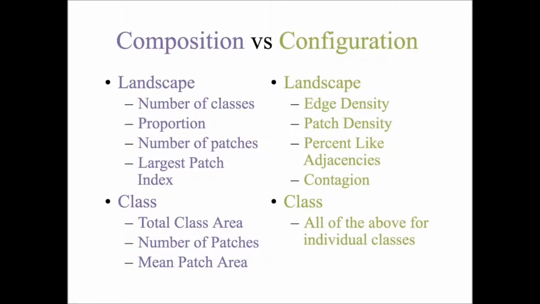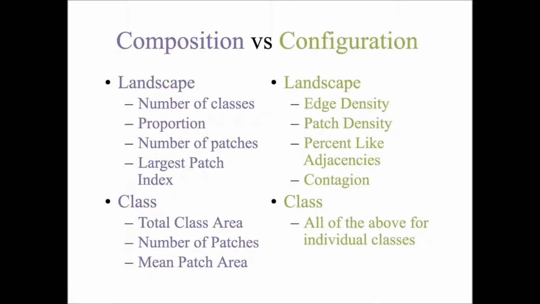So we have metrics that can quantify the composition of the landscape, or the variety of elements or classes in that landscape and how much of each of them is there. And so landscape metrics for composition include the number of classes present, the proportion that each class occupies on the landscape, the number of patches, and the largest patch index. You can calculate similar things for each class individually.